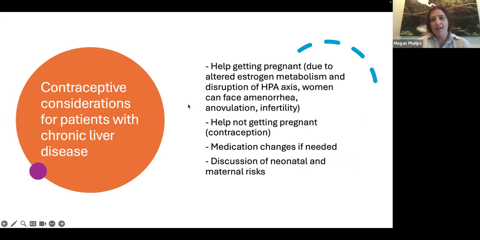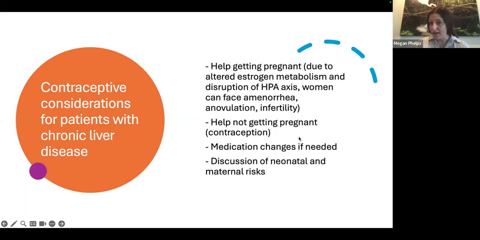Now we'll talk about contraceptive considerations for patients with chronic liver disease. I broke this down into 4 categories. One is help getting pregnant. Sometimes, not always, these patients, because of the altered estrogen metabolism by the liver and/or disruption of their HPA axis, can have trouble with fertility, amenorrhea, and ovulation. That's not something I'll focus on in this talk, but it's something to be aware of if you're treating this population.